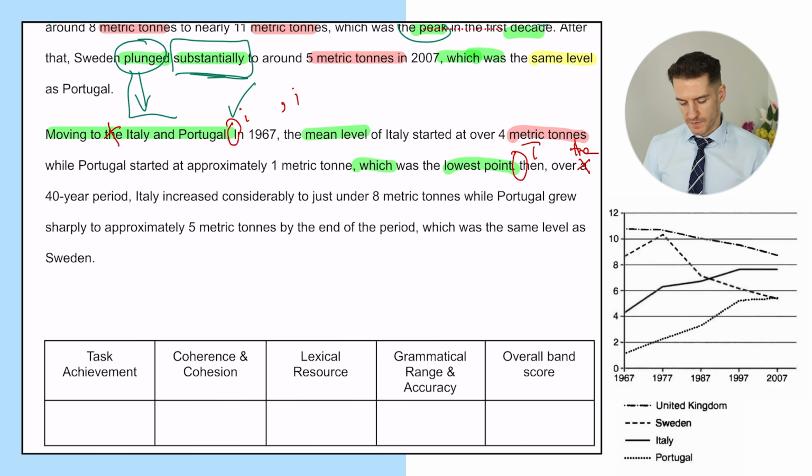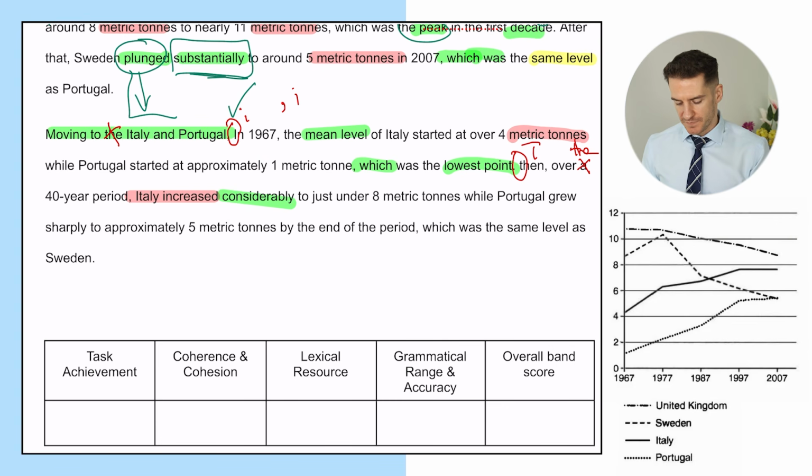Okay, let's continue. Over the 40-year period, Italy increased considerably. Again, it's not Italy, sorry, that's the wrong color. It's an issue. It's not Italy that increased, it's Italy's numbers. Like we talked about, Italy is a country. Italy doesn't increase, okay? It just stays the same. It's the numbers. For example, Italy's population increased. Italy's GDP increased, okay? We need to have something specific there.